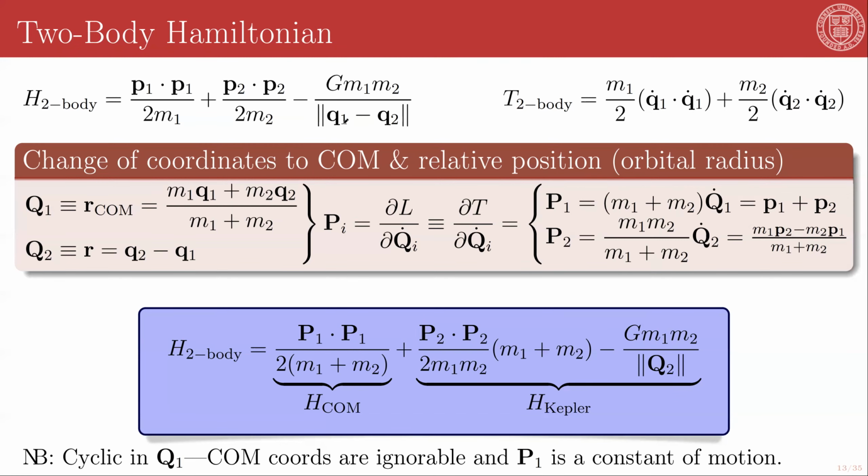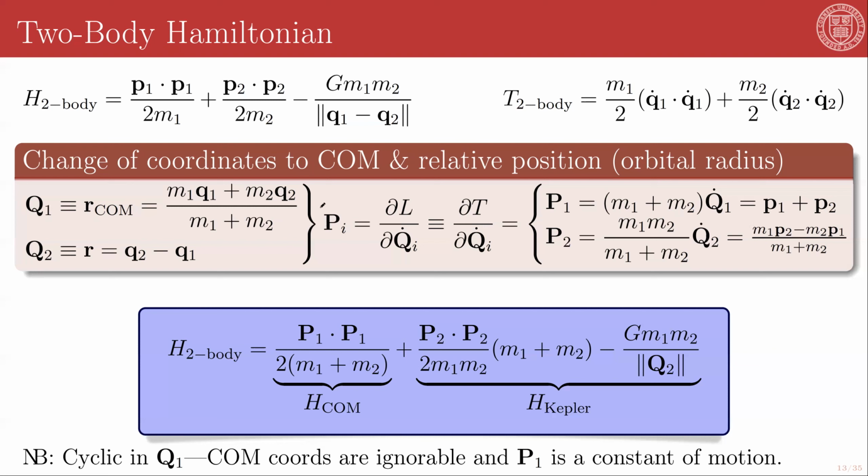So in this case, these q coordinates represent the positions of each of the bodies with respect to some arbitrary point in space. We're going to introduce a change in coordinates such that our first generalized coordinate, or our first set of generalized coordinates representing the vector Q1 capital, is the position of the center of mass of the system. And the second generalized coordinate will be the relative position of body 2 with respect to body 1, the thing that we've been calling the orbital radius.